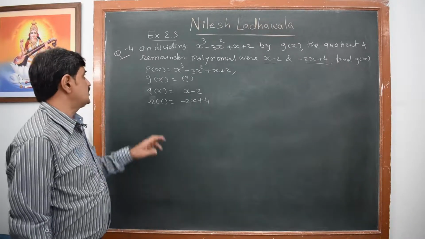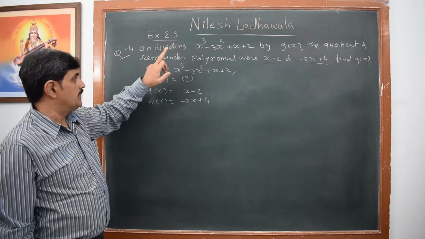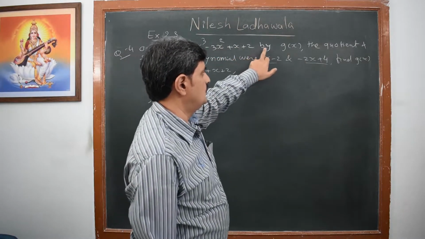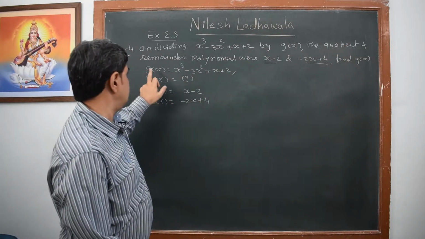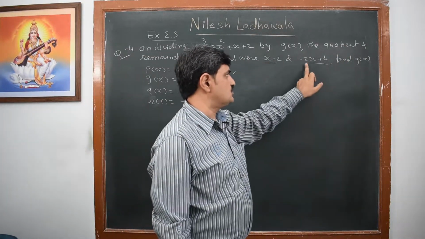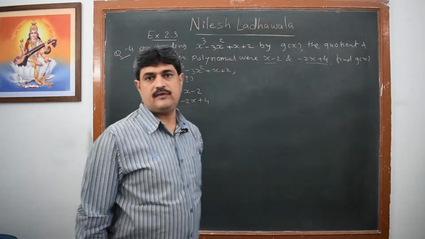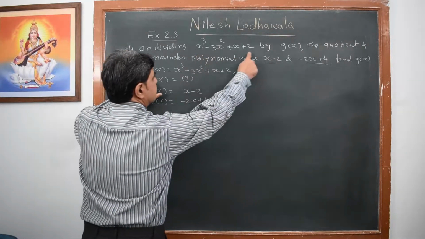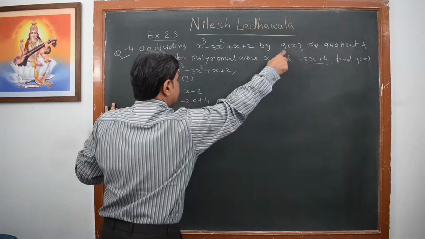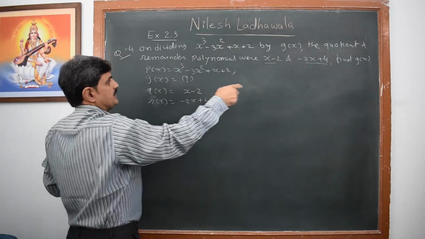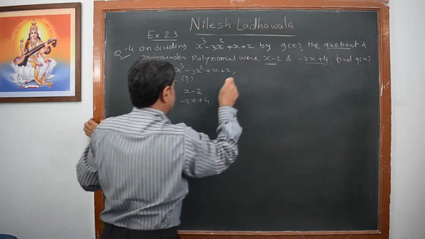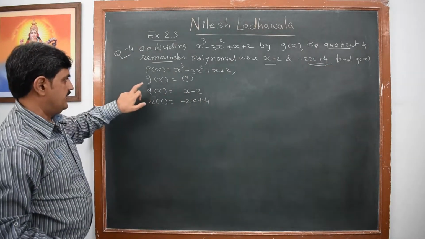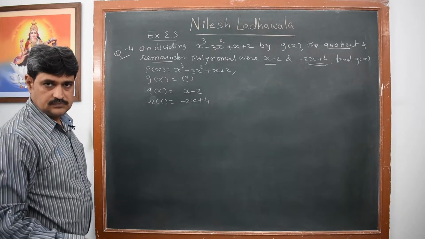Now we will do question number 4 of exercise 2.3. On dividing x cube minus 3x square plus x plus 2 by g of x, the quotient and the remainder polynomials were x minus 2 and minus 2x plus 4, and we have to find the value of g of x. First of all, I will write the data: p of x is given, g of x we have to find, so I have written a question mark. The quotient polynomial is x minus 2 and the remainder polynomial is minus 2x plus 4. And we have to find the value of g of x.